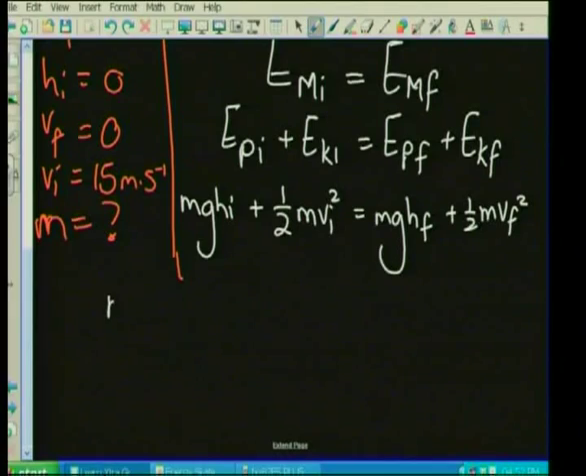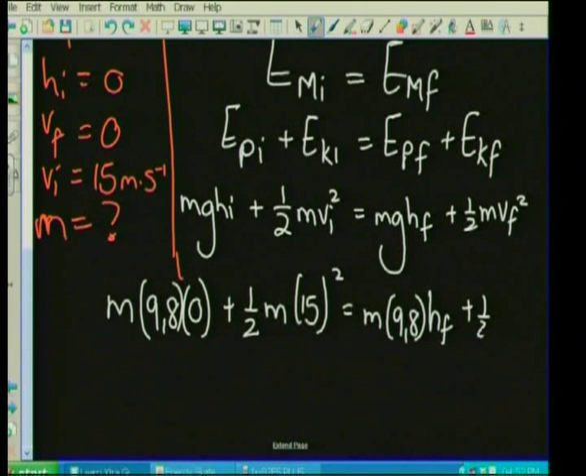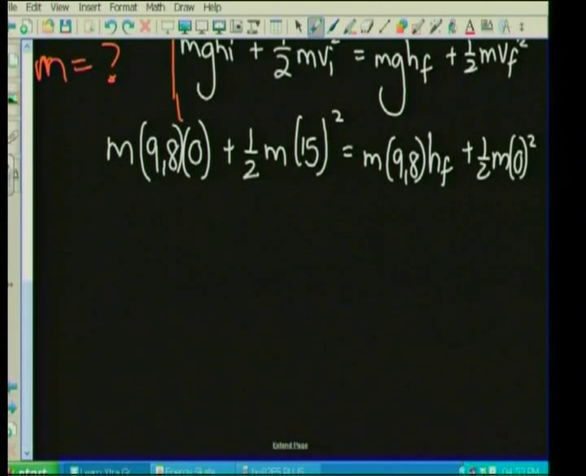I don't know the mass. I know that gravity is 9,8, and I know that my initial height is 0. I don't know mass, but I know that the initial velocity is 15. Don't know mass again, 9,8, and I want final height. I don't know mass, but I know final velocity is 0. Okay, now we know, because we don't need our calculators, for this mass times 9,8 times 0 is going to be 0.